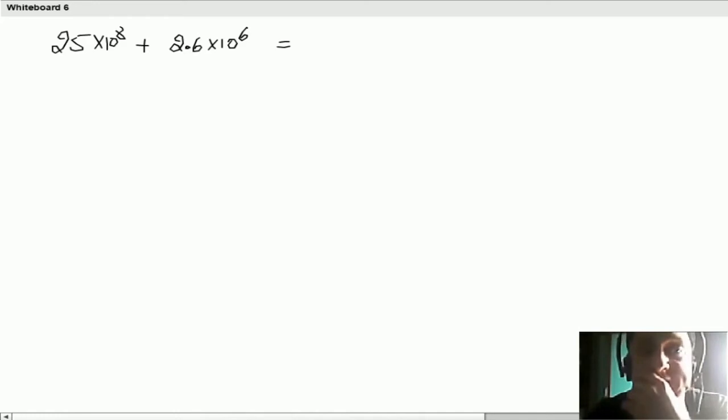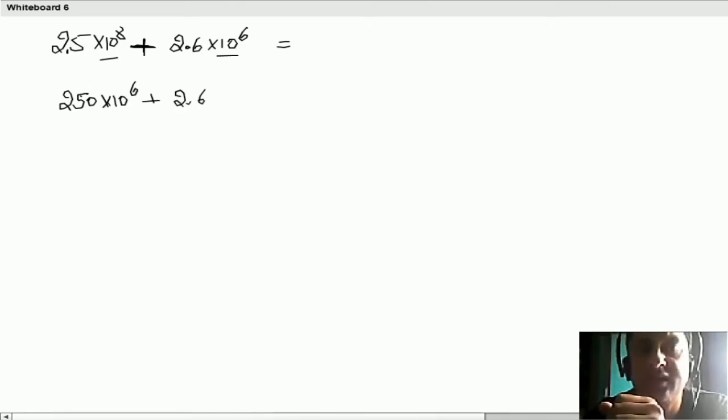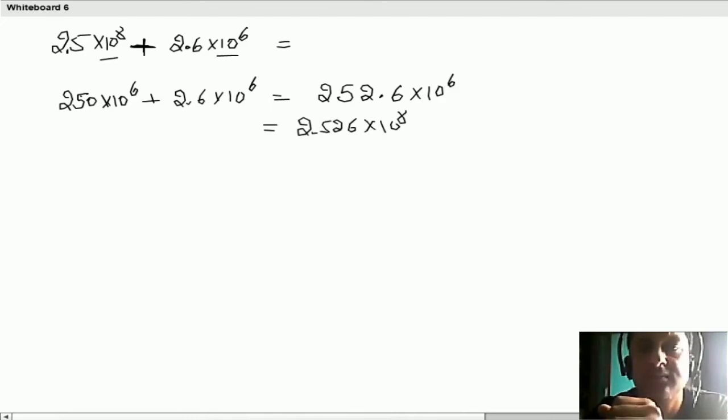5.1 × 10⁴. No, see, you are adding it. How will you add? You make the power of 10 as 8. So it is 2.5 × 10⁸. When you write 2.5 × 10⁸ in the form of 10⁶, you just do 250 × 10⁶ plus 2.6 × 10⁶. That is going to be 252.6 × 10⁶. Now you write it as 2.526. Fine. Make sure whenever you add, the power of 10 has to be the same.